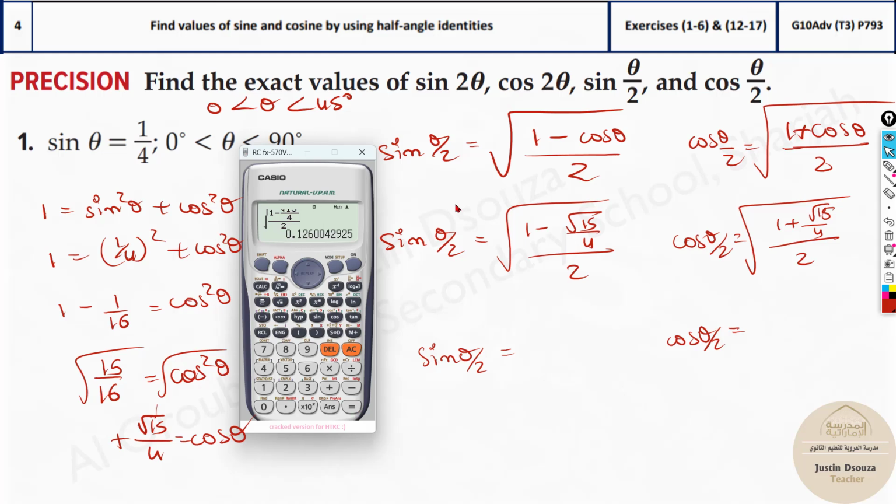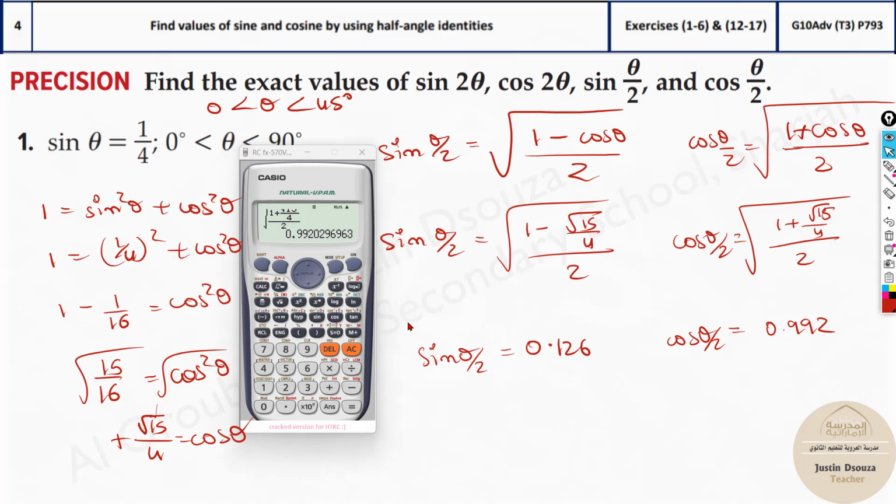Okay, there's a problem now. I mean, it's not a problem or anything. Write the answer: sine theta by 2 is 0.126. Over here, I will just change the sign and find it for cos theta by 2. It is 0.992. Both are positive because we got the condition in the first quadrant itself.